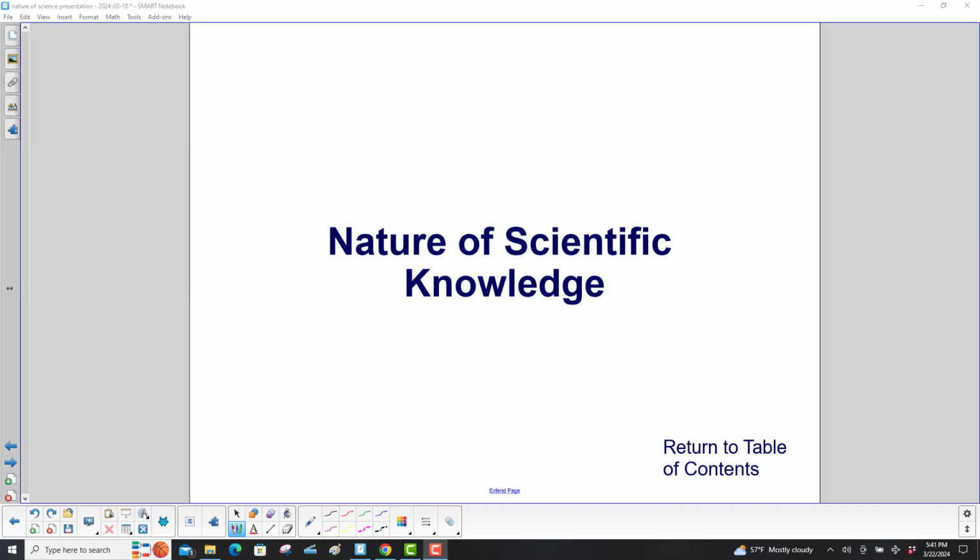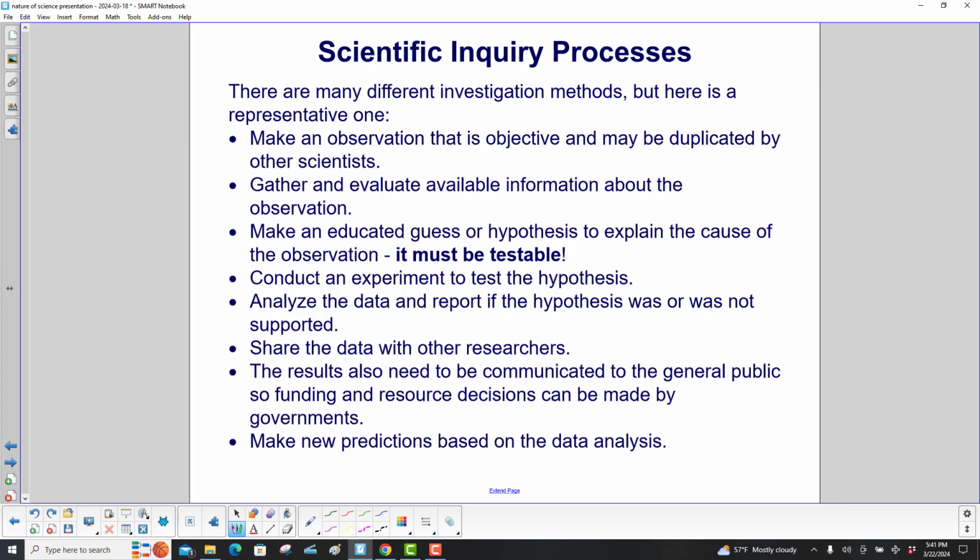Nature of scientific knowledge. There are many different investigation methods, but here is a representative one. 1. Make an observation that is objective and may be duplicated by other scientists. Next, gather and evaluate available information about the observation. Make an educated guess or hypothesis to explain the cause of the observation.